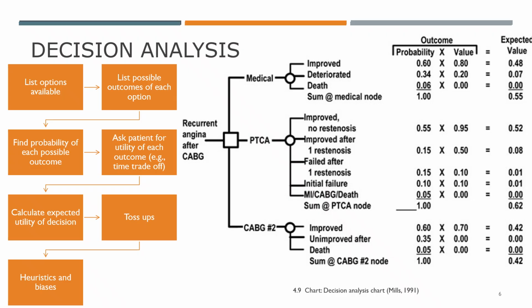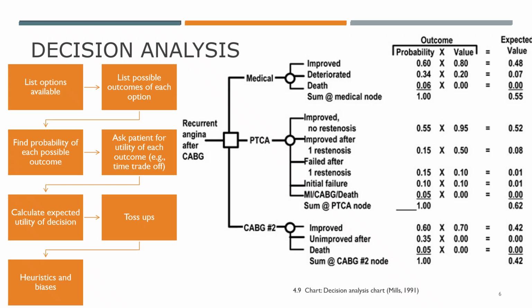And then asking the patients for utility values. This step makes decision analysis unique. It incorporates the patient's perspective. For example, how much value does the patient place on short term improvement if it comes with long term risks? Tools like time trade off exercises help capture these preferences. Then you can calculate the expected utility. Multiply the probability of each outcome by its value, then sum them up, and this produces a numerical estimate of the overall quote unquote worth, hopefully I'm saying that correctly, of each option.